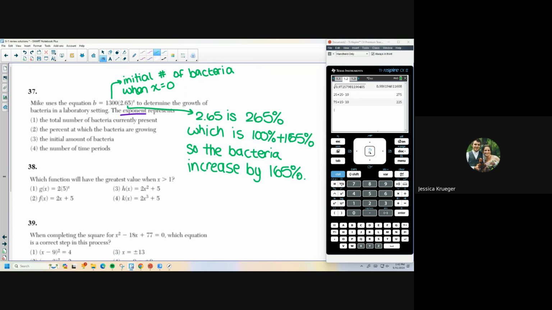And then x would be the number of times we multiply by 2.65. That's the number of time periods. The total number of bacteria currently present is the result. That's B. The percent at which the bacteria is growing is 165%. And the initial amount of bacteria is 1,300. So knowing what all those are is important because they could have asked you for any of those values.